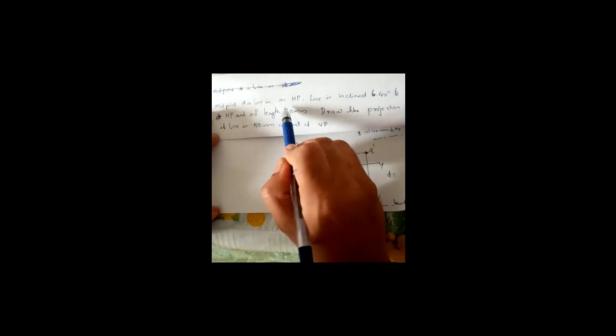See here, the midpoint of the line is on HP. That means the front view is on HP. That is M dash on HP. So here I am writing it as so.